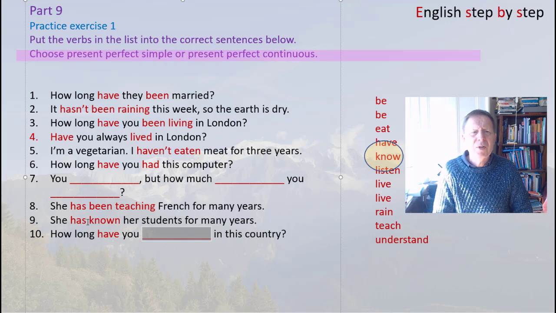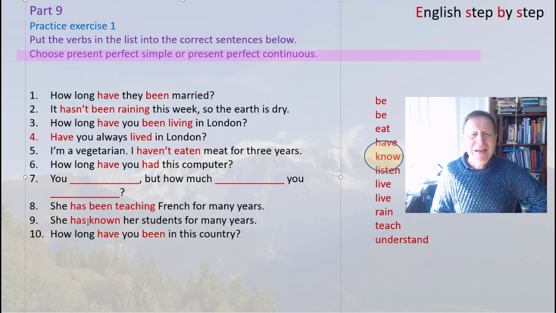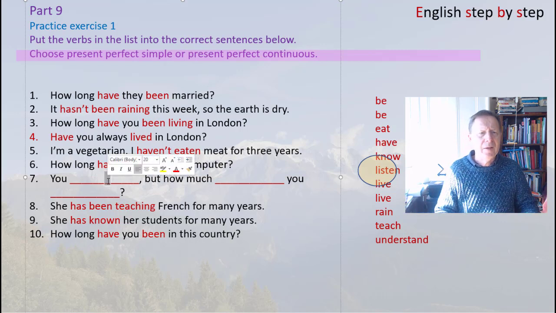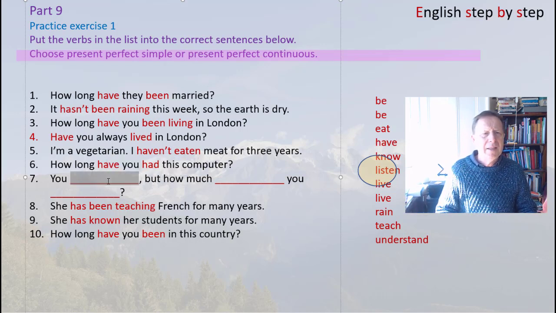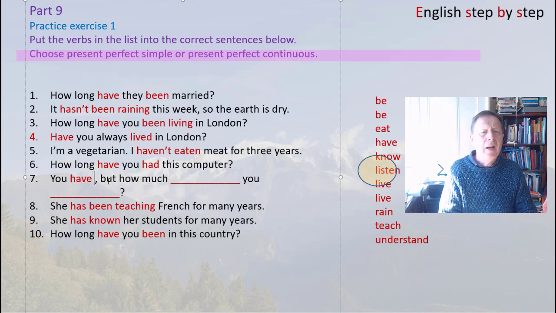Yeah, so let's choose a different verb, and that would leave us with been. How long have you been in this country? All right, so what do we have left? Well, we have listen. We haven't used listen. And I can see we can use listen in the first part of sentence number 7. You have, and we can put it into the continuous form.